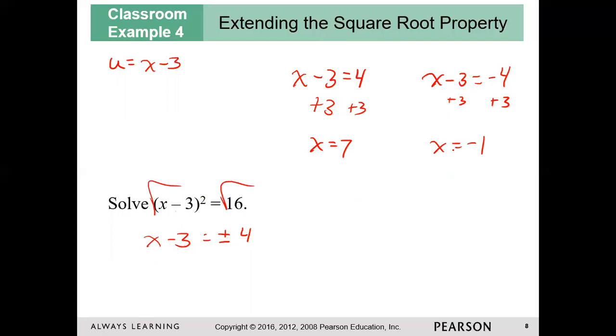And you could always check these if you wanted to make sure that everything is legit. So you can take the 7 minus 3 is 4, 4 squared is 16, perfect. Negative 1 minus 3 is negative 4, negative 4 squared is still 16. So both of these solutions check out, which is great.